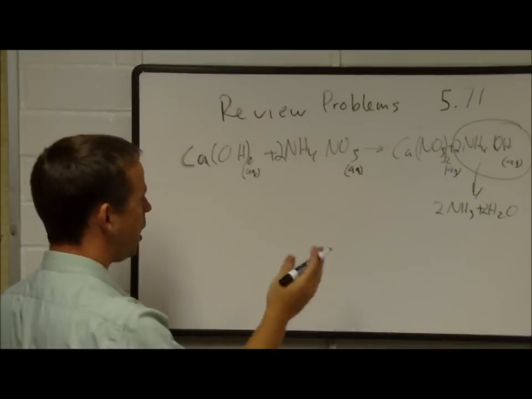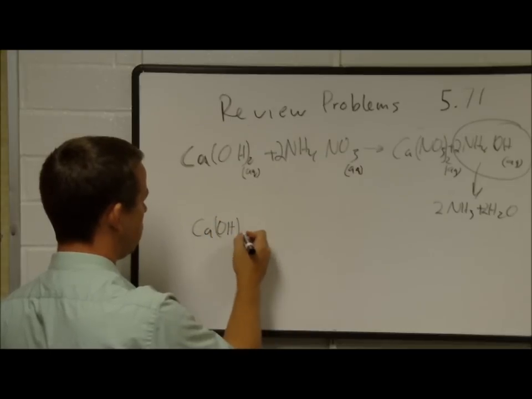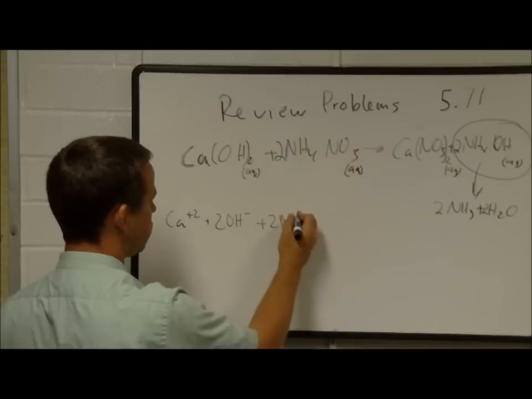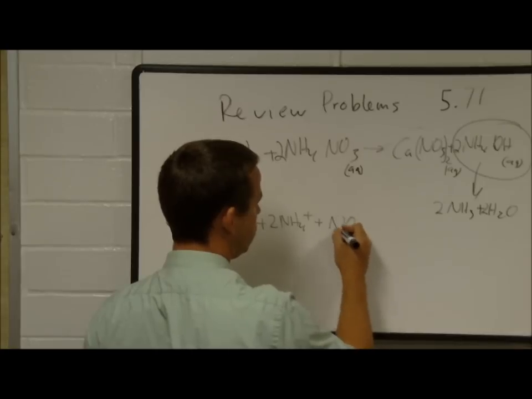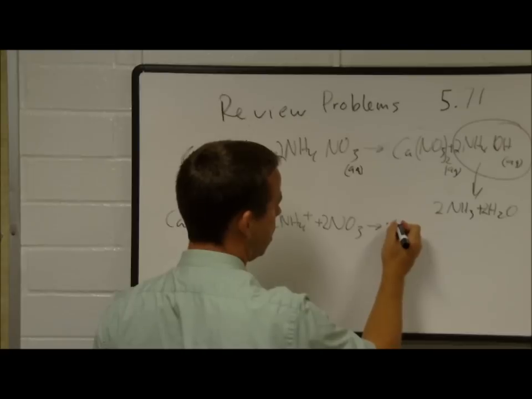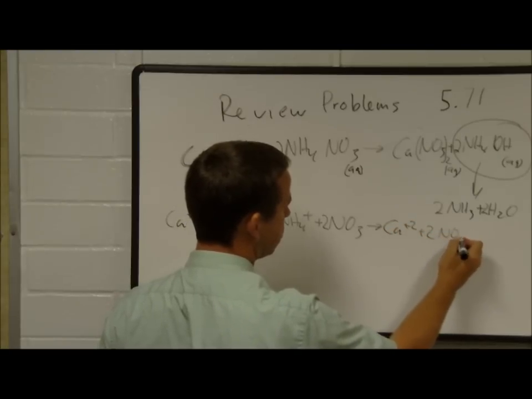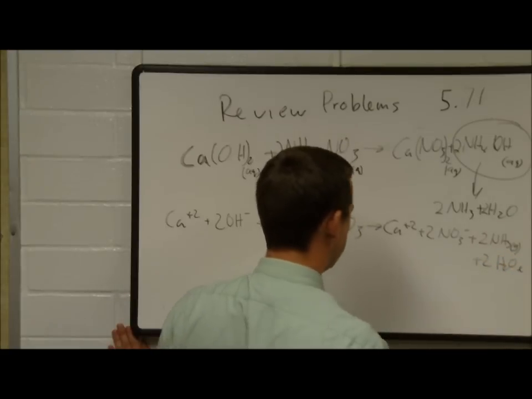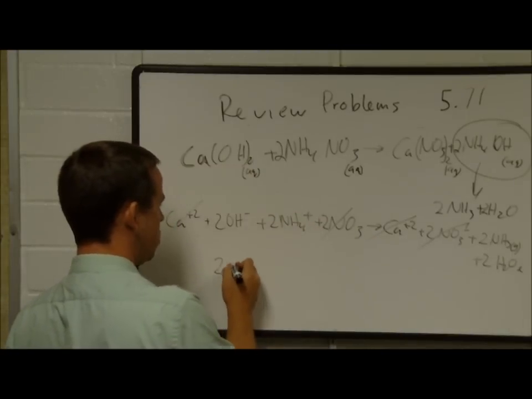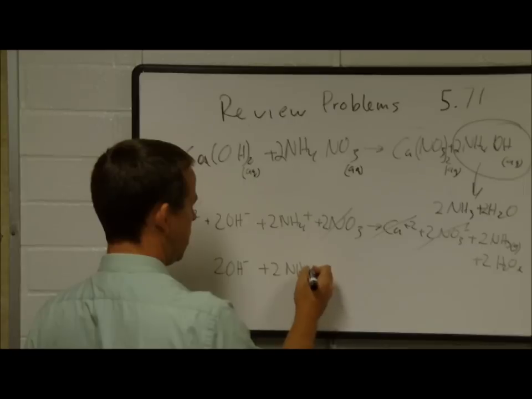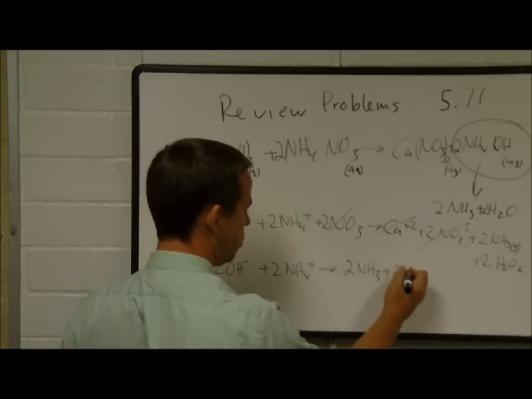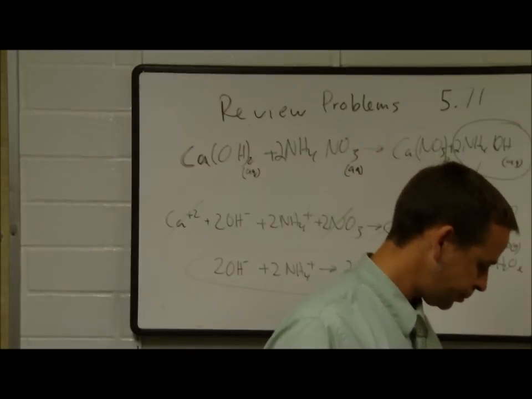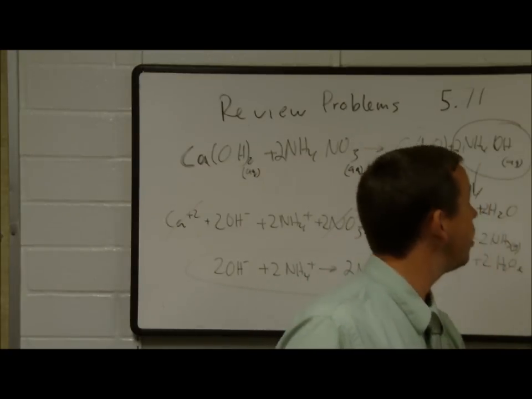So now the ionic equation, we have calcium hydroxide, which is soluble, so we have a calcium plus two ion, plus two hydroxide ions, plus two NH4 ammonium ions, plus two nitrate ions, yielding one calcium plus two ion, plus two NO3 minus ions, plus two NH3 gas, plus two H2O liquid. All right, see our nitrate and our calcium are our spectator ions. We have two hydroxide ions coming together with two ammonium ions to yield two ammonia molecules and two waters. There's our net ionic equation. Okay, so another gas-forming product, ammonium hydroxide, or ammonium salts. All right, that was 571.